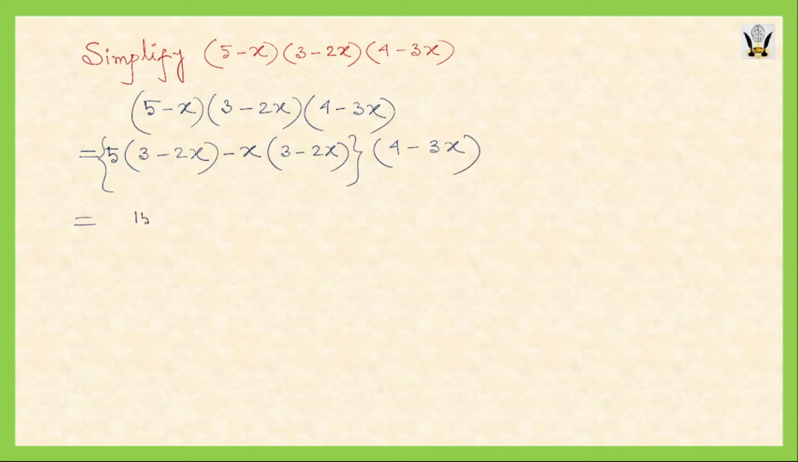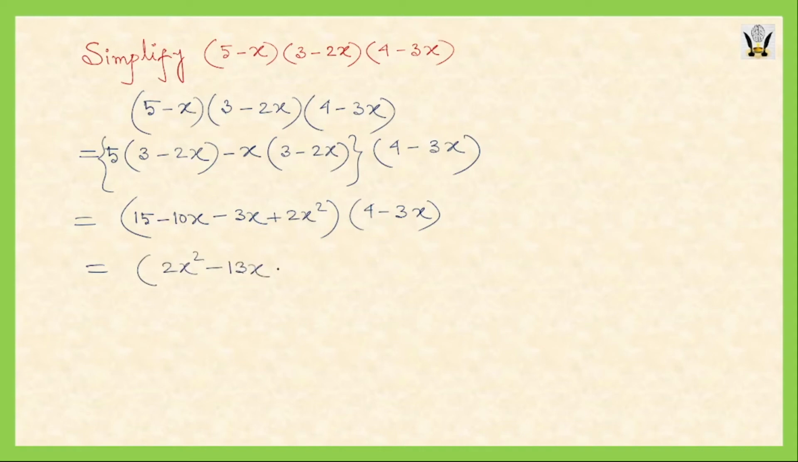It will become 15, then it will be minus 10x, then it will be minus 3x, and then plus 2x square. Then with that we will multiply this factor 4 minus 3x. So from the first factor it is plus 2x square if we arrange in the descending order of the powers of that variable. So plus 2x square we have written first, then minus 10x minus 3x, it will be minus 13x, and then it is plus 15, and then that will be multiplied by this factor 4 minus 3x.